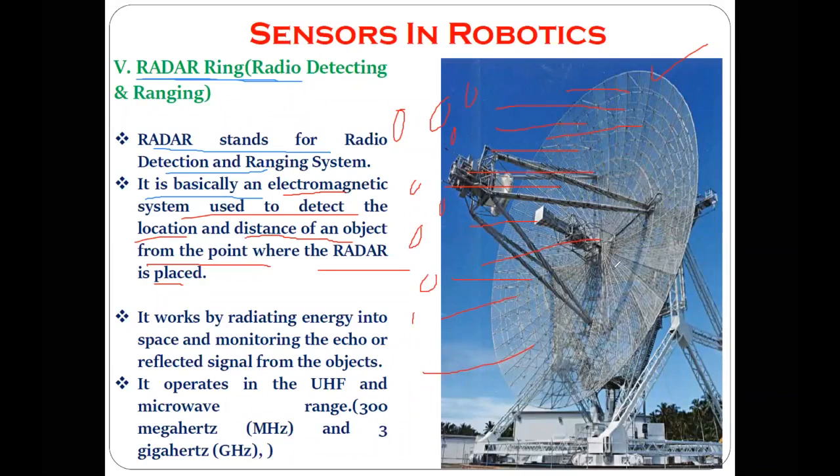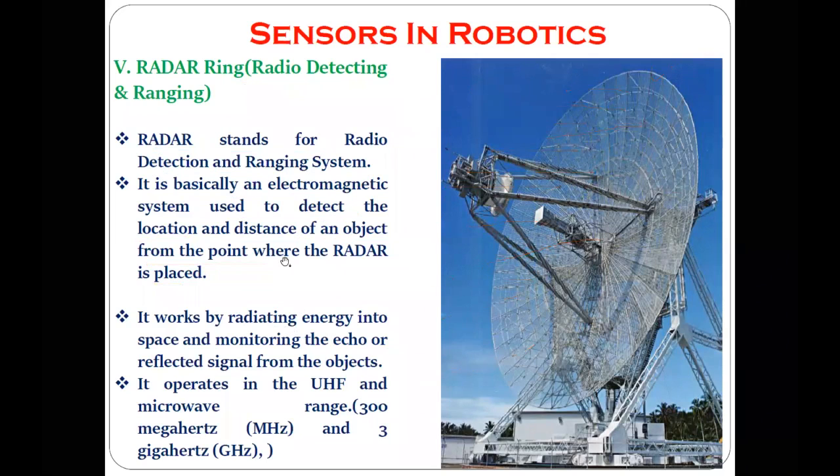Now radar is utilized in every kind of environment. It can be utilized in the air, on the land, under the water, and so on. Anywhere, the radar can be utilized. It works by radiating radio wave energy into space and monitoring the echoes, or the reflected signal, from the object.